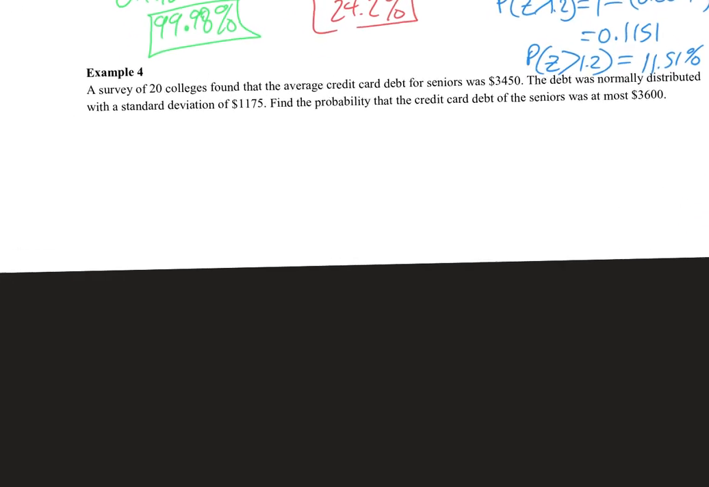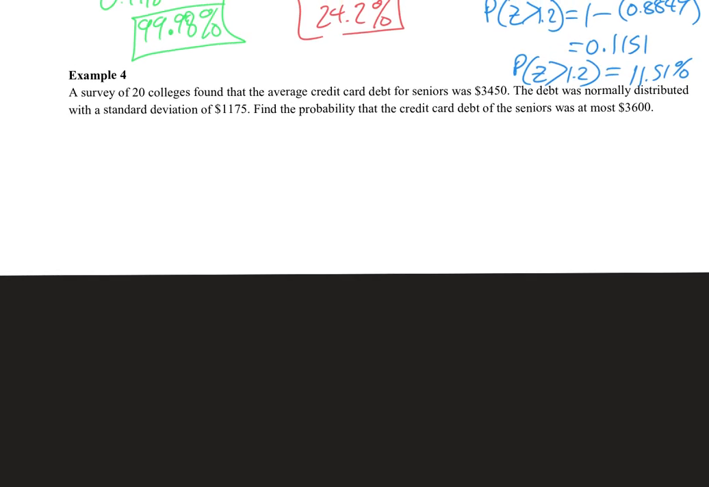All right, let's give one last tricky problem to see if we can figure it out. We have a survey of 20 colleges that found the average credit card debt for seniors was $3,450. That sounds like a mean to me. The debt was normally distributed. Okay, that's key. That means we can use our basic bell curve with a standard deviation of 1175. So there's my standard deviation. That's going to be important.